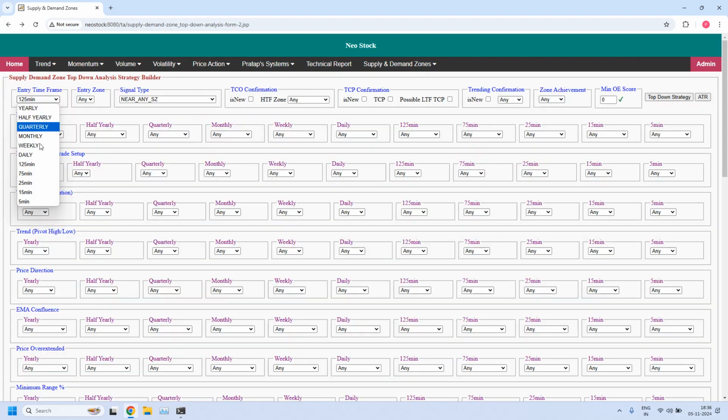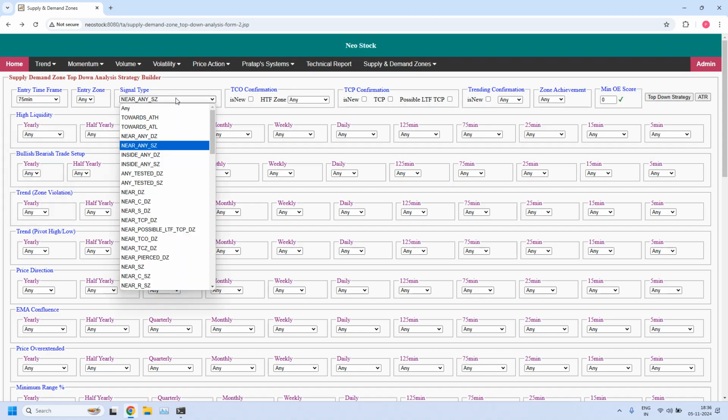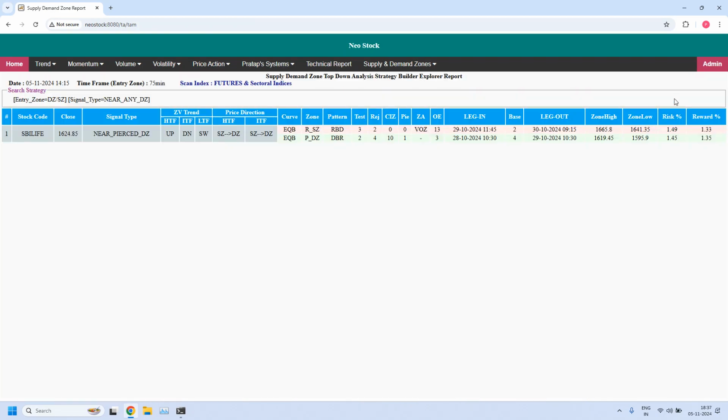Okay, next time frame is 75 minutes. So entry time frame 75 minutes. Let us find the stocks near 75 minutes demand zone. Only one stock is filtered and it is a pierced zone. So we don't have any high liquidity 75 minutes demand zones from this list. So far we didn't find any high liquidity zones. Daily we don't have, 75 minutes demand zones also we don't have. Now the only last option is 75 minutes supply zones.